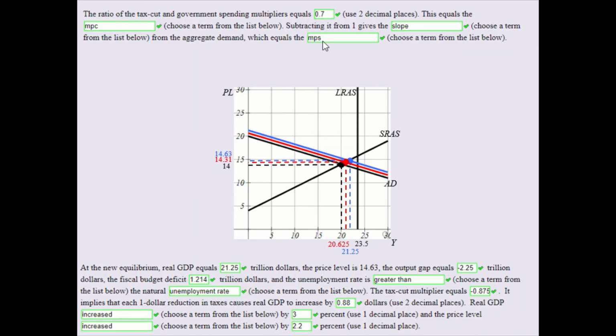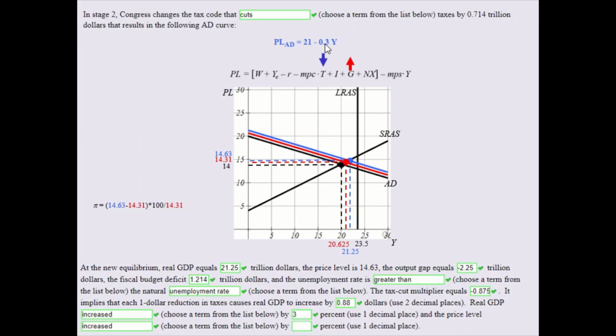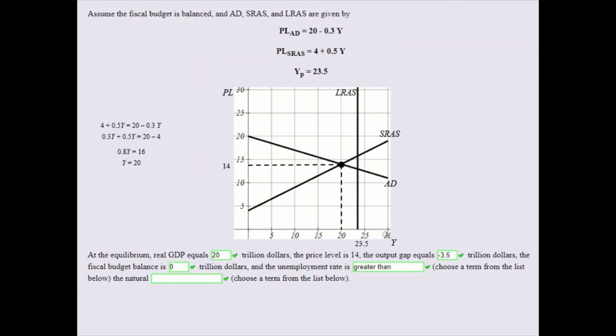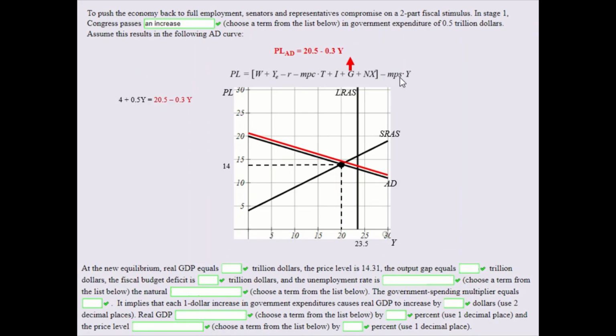1 minus 0.7 is 0.3. And if you remember correctly, that was the slope of our aggregate demand curves, right? 0.3. The slope of our aggregate demand curve is 0.3. So in our model here, the slope of our aggregate demand curve is the marginal propensity to save.